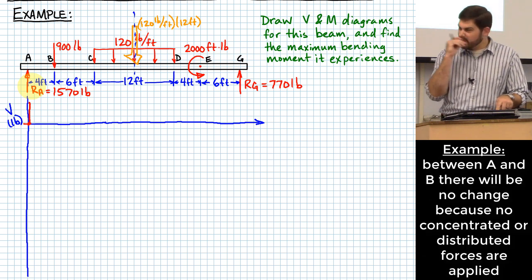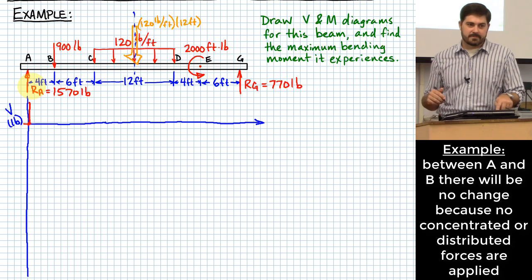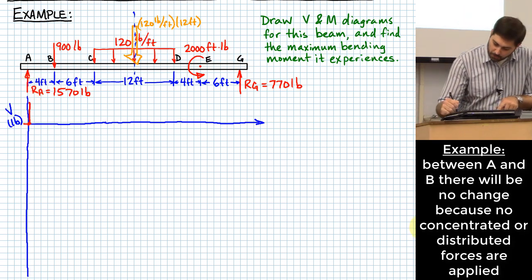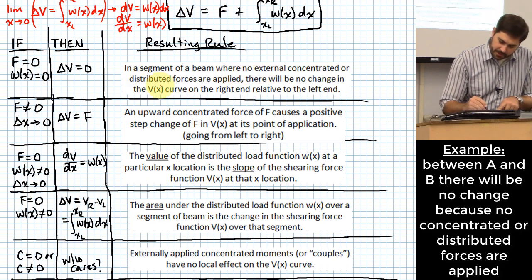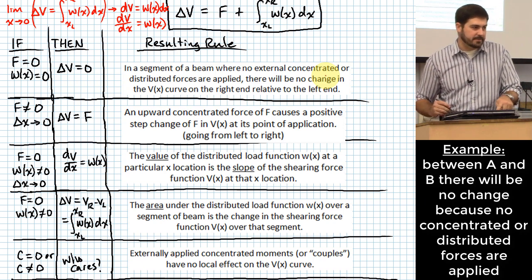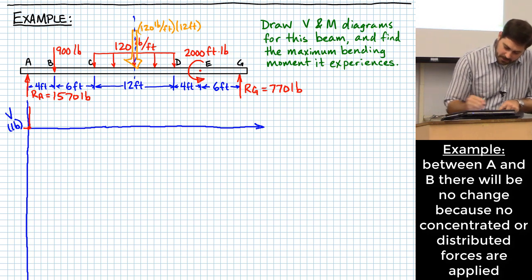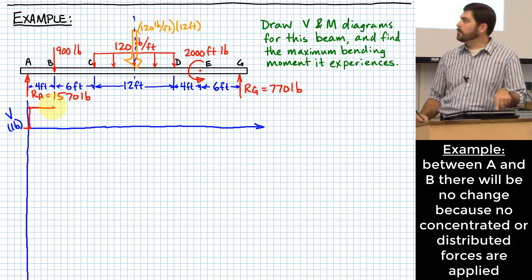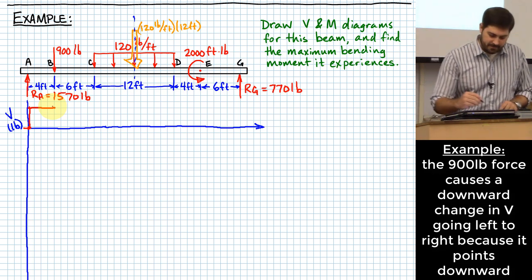Okay? Now what happens between A and B? We have a rule for that, believe it or not. In a segment of beam where no external concentrated or distributed forces are applied, there will be no change in the V of x curve on the right end relative to the left end. So that means we can draw a straight line to where the 900 pounds is being applied. Now what happens where the 900 pounds is being applied?